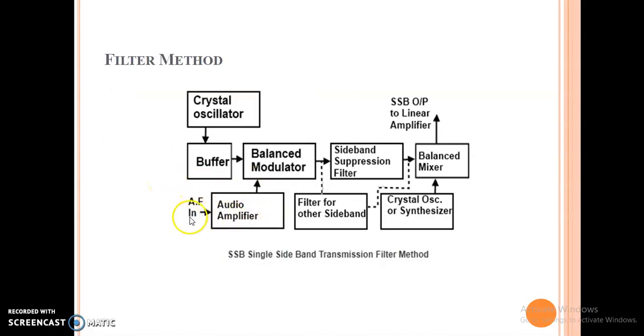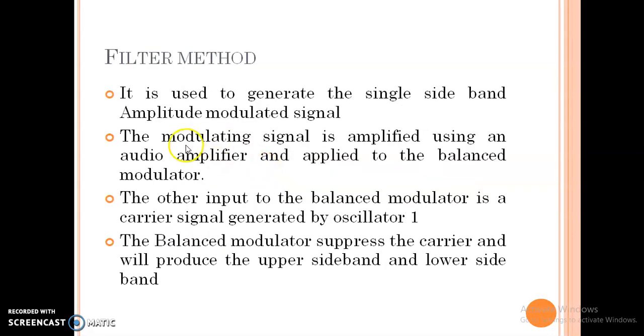Coming back to the diagram, this is the audio frequency signal. This is applied to the audio amplifier and then goes to the balanced modulator. The other input to the balanced modulator is the carrier signal generated by the oscillator 1. So the balanced modulator receives two inputs, the modulating signal and the carrier signal, and its main function is to suppress the carrier and produce the upper sideband and the lower sideband. So our carrier is suppressed by this balanced modulator.